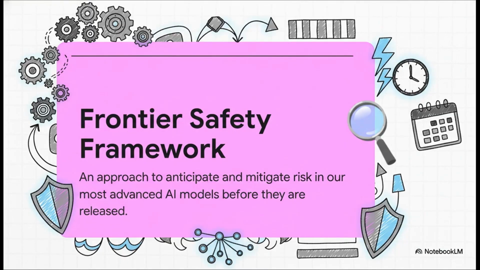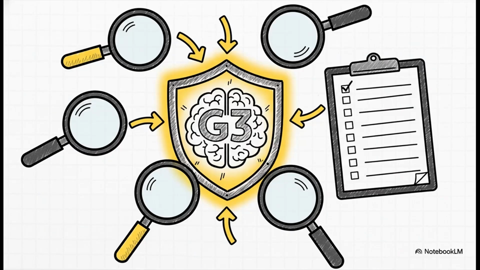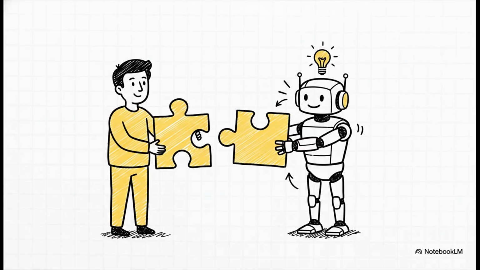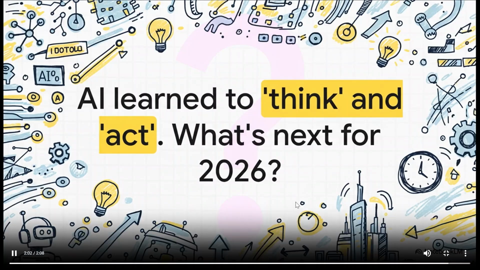So we've evolved our safety approach to handle the risks of these much more advanced models. And Gemini 3, it went through the most intense safety testing of any Google model, ever. But we know we can't do this by ourselves. Working together with others is absolutely key. So yeah, looking back, 2025 was the year AI learned to think and act right alongside us. It really makes you wonder, if it learned to think and act this year, what's next?